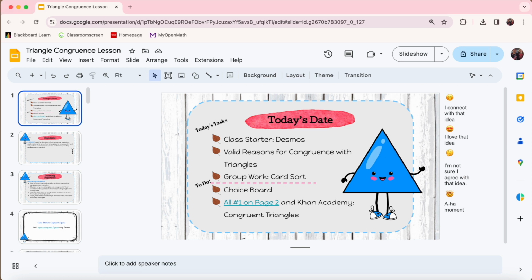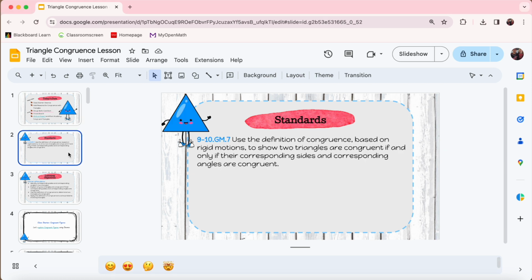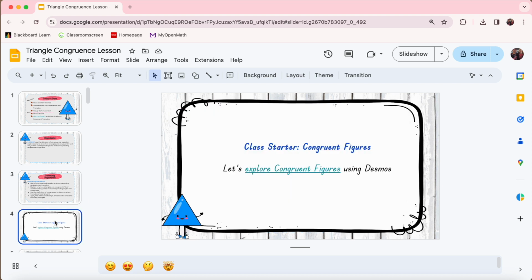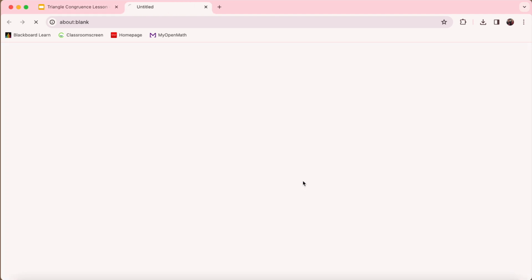We'll then go into, on the first day, the standards that we'll be covering, and then of course I like to give the learning objectives for the day. So I would start off our classroom starter using Desmos. I know that you are huge into GeoGebra. I can't help sometimes that I do like to dabble with my Desmos. Sometimes it's my go-to for now, but it's exploring congruent figures.